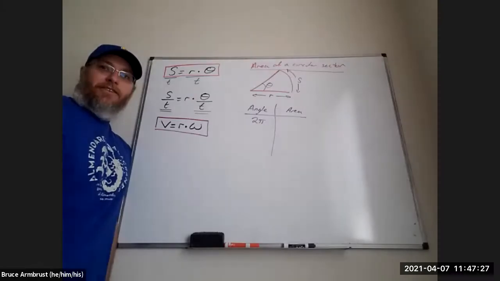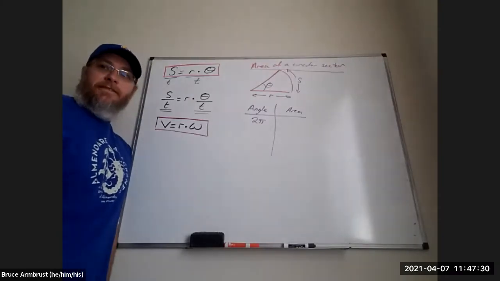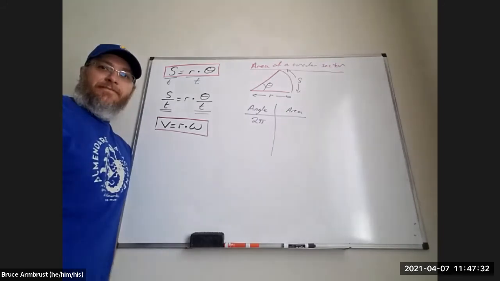The entire thing, the entire circle. So what's the area of a circle? What's the formula for it?